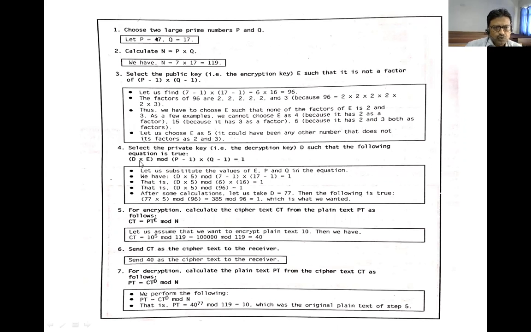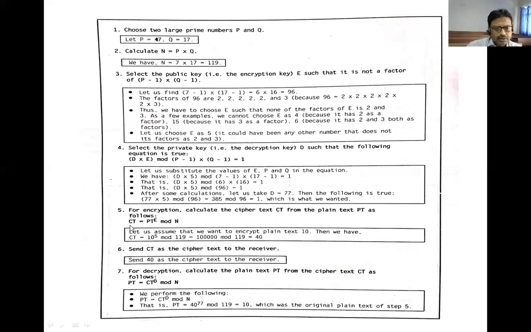Here I am considering E is equal to 5. Then we have to select D such that D times E mod (P minus 1)(Q minus 1) is equal to 1. So D times 5 mod 96 is equal to 1, and we have to calculate the value of D. You have to use the trial and error method by considering values of D. When you reach 77, 77 times 5 mod 96 is 1. So you can select D as 77. So 77 becomes the private key and 5 becomes the public key.